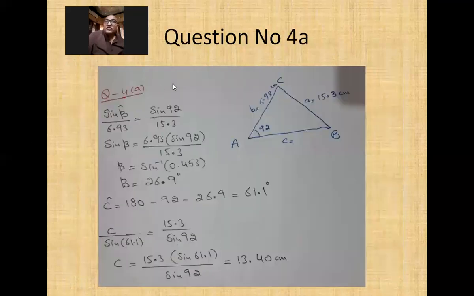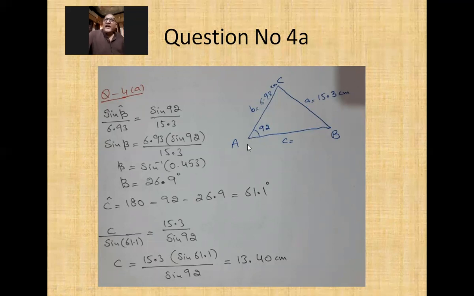The next question is question number 4, and it's A part. For each of the following triangles A, B, C, find the unknown angles and the sides. Okay, same kind of question. In the A part, he says that the angle A is 92 degree, side b is 6.93 centimeter, and the a side is 15.3 centimeter. So you can see that opposite to the vertex A is the small a, opposite to the B is small b. So it is 15.3 centimeter, and that is 6.93 centimeter.